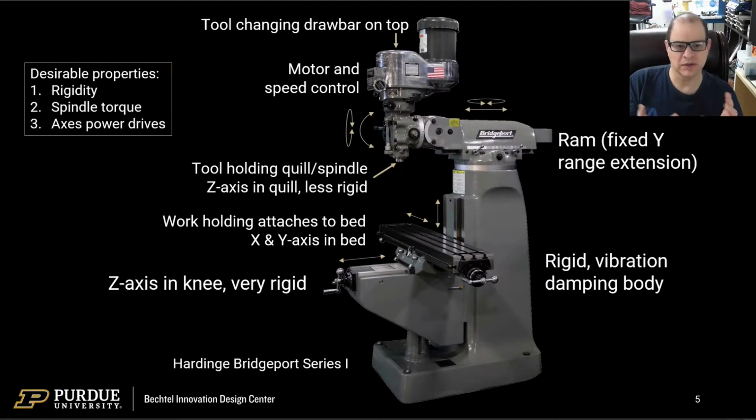applies. So the milling machine, the desirable properties that you want in a milling machine are you want the milling machine to be as rigid as possible. Okay, we're going to be driving a tool into something and expecting to remove pieces of the thing.